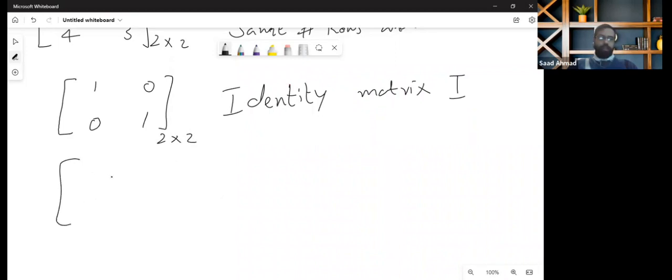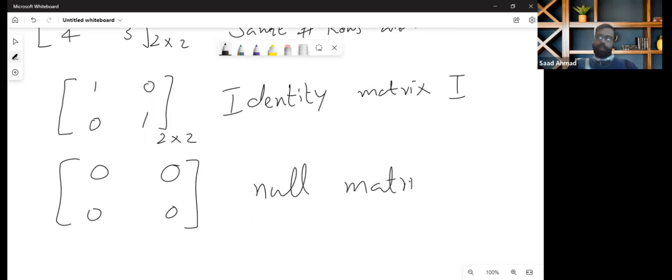There is a null matrix, like 0, 0, whose entries are all 0. That one is called a null matrix. It has all the entries as 0. It can also be like this one or this one. They are different: this is 1 cross 1 and this is 2 cross 2. They are still null matrices, but they are different.